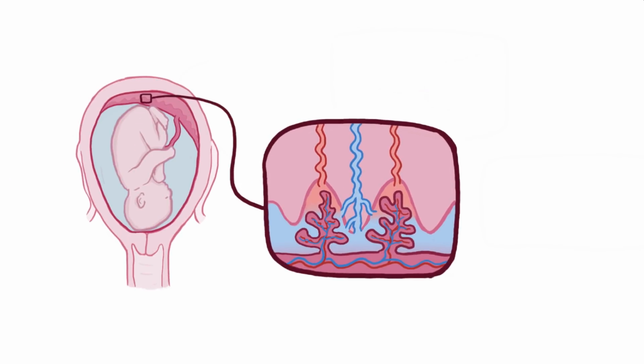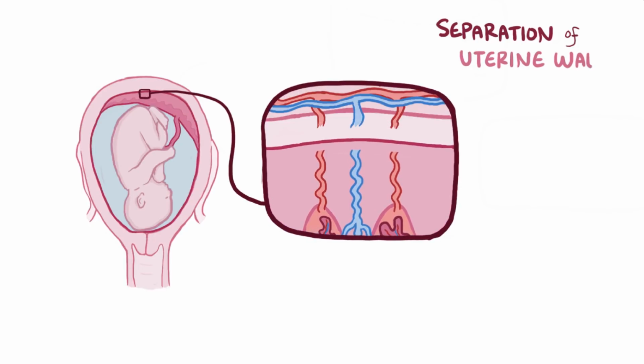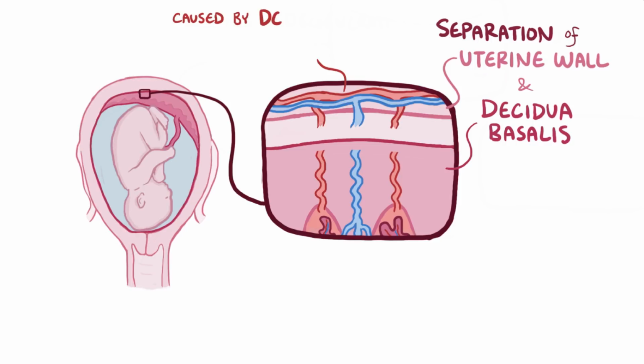Placental abruption happens when there's a separation of the uterine wall and the decidua basalis. This separation is usually caused by degeneration of the uterine arteries that supply blood to the placenta, typically from chronic problems like smoking or hypertension. Those diseased vessels rupture, causing hemorrhage and separation of the placenta.